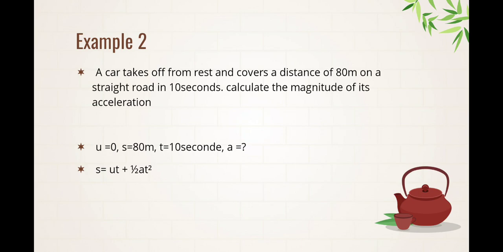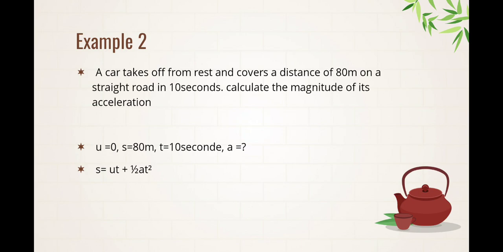Then the second question: a car takes off from rest and covers a distance of 80 meters on a straight road in 10 seconds. Calculate the magnitude of its acceleration. So we write out our parameters first. Since the car is starting from rest, our initial velocity will be 0. The distance covered is 80 meters in 10 seconds. Then we are asked to find the acceleration.